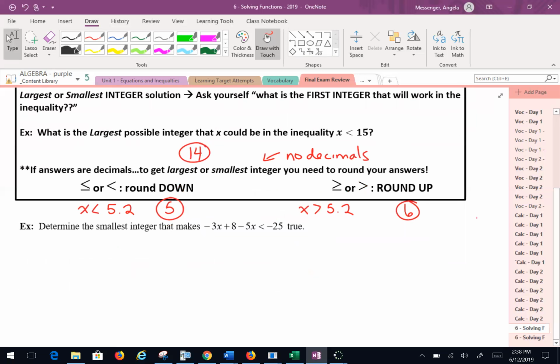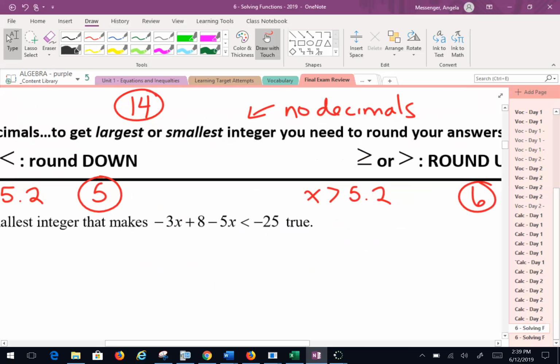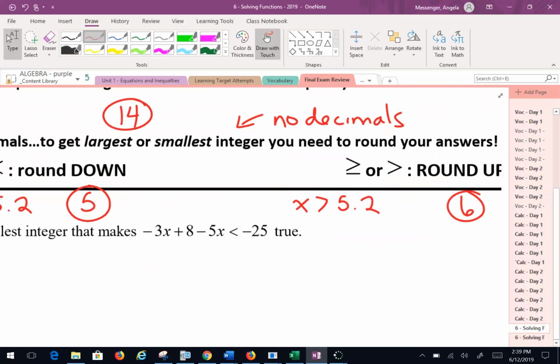So here's an example where it's asking for the smallest integer that makes this statement true. So let's again do it by solving. And again, notice we're given an inequality. Do not lose that inequality symbol as you're solving here. So I look here and I want to again get x alone. What do I see that's standing out here about trying to get x alone? There's 2 x's. They're on the same side.